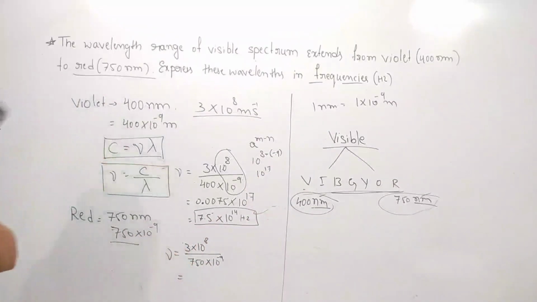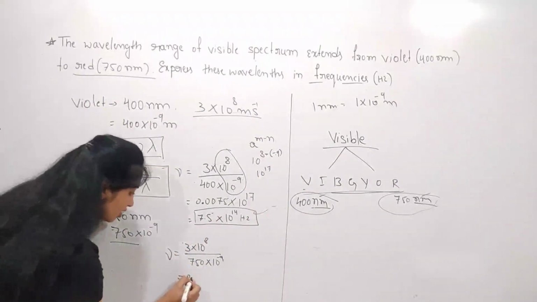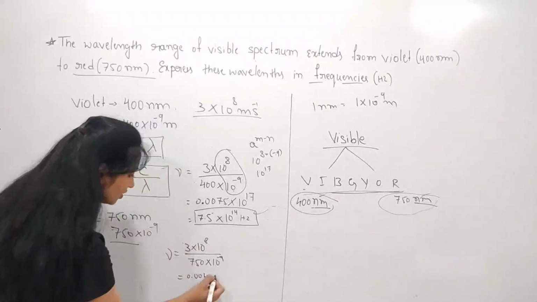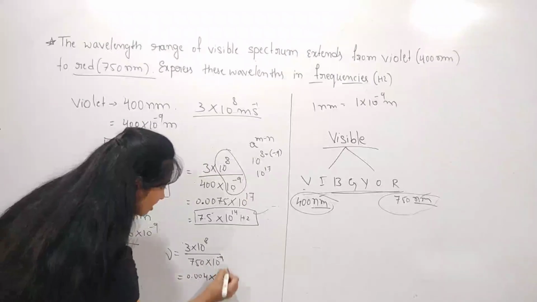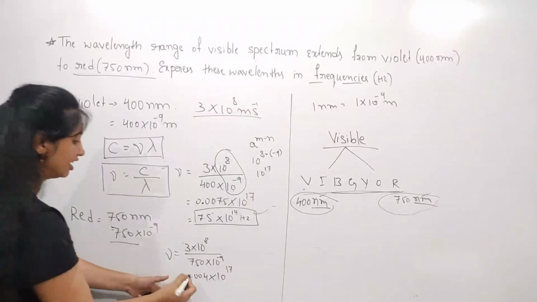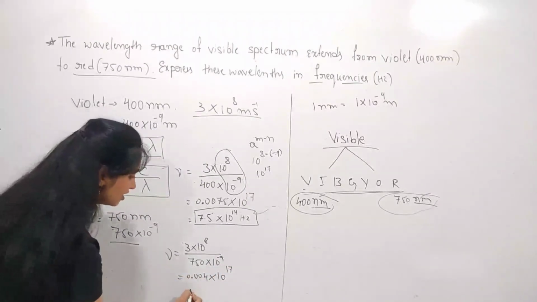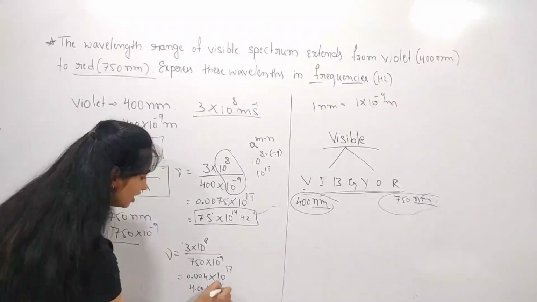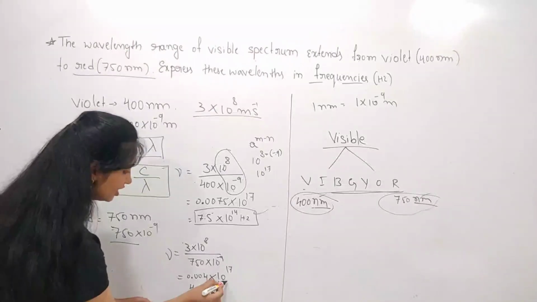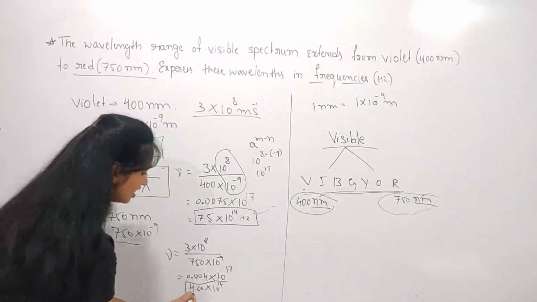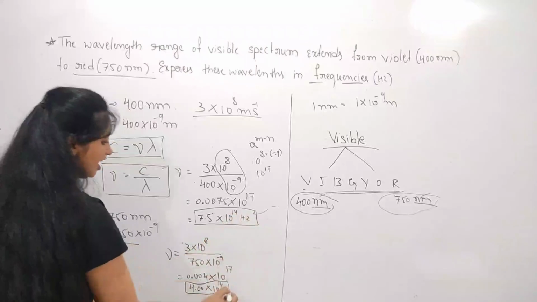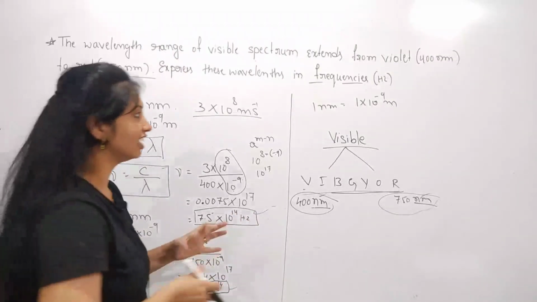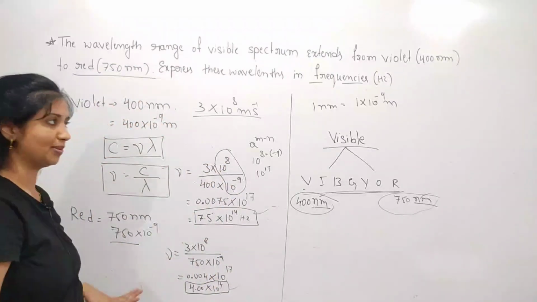And 3 by 750 is equal to 0.004, 0.004 into 10 raised to 17. Then again I shift this point, 4.00 into 10 raised to 14 hertz. So, this is our answer. I hope you got a very clear concept about this problem.